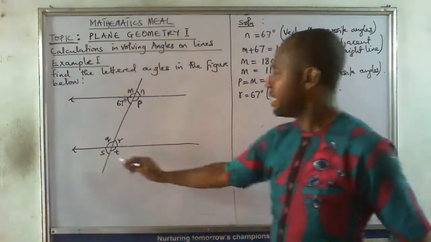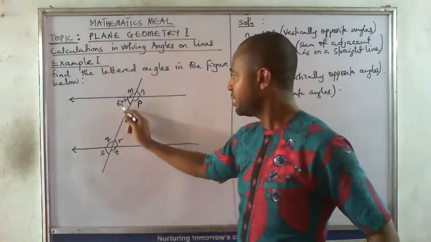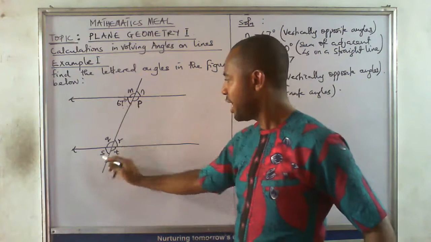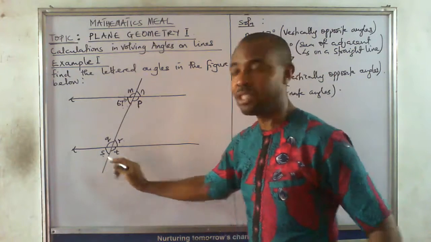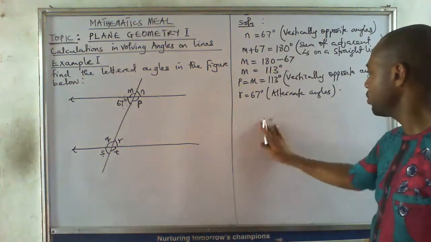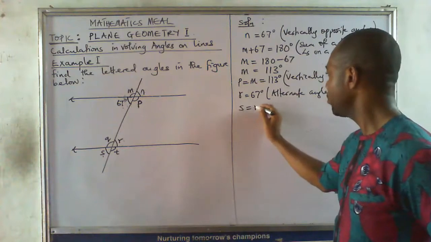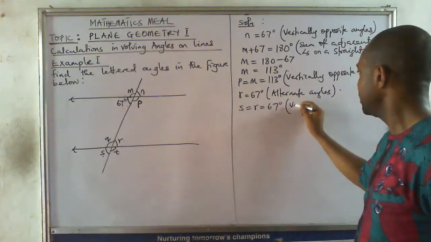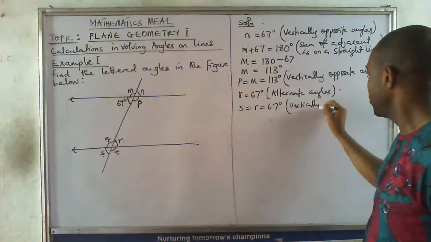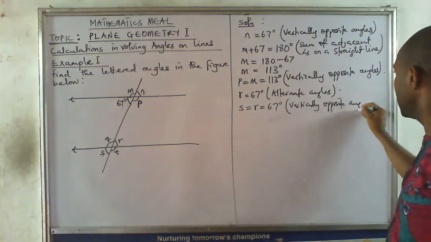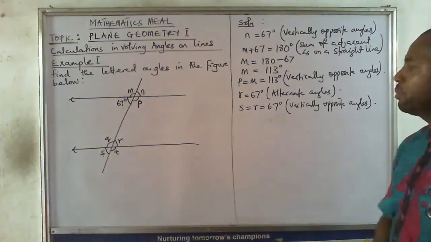Then I can get X. Look at X and 67. One can still get S by saying that R and S are vertically opposite. So if I don't want to say R is equal to S is equal to R, I can say X is equal to R, which is 67 degrees. Reason: they are vertically opposite angles.